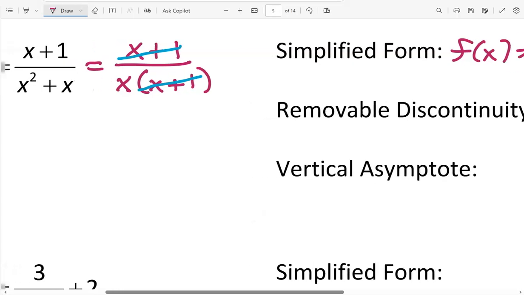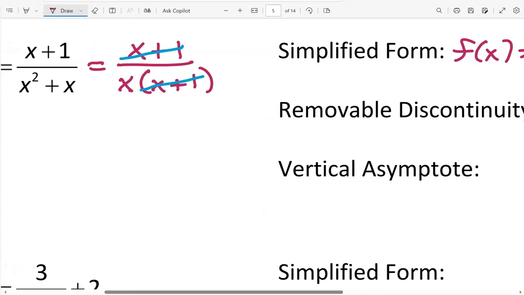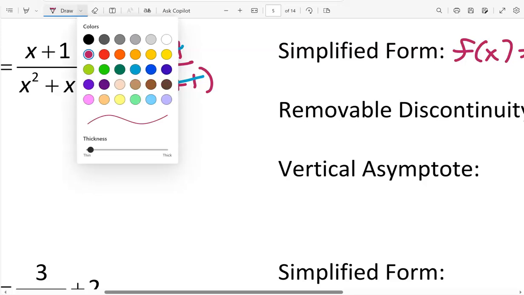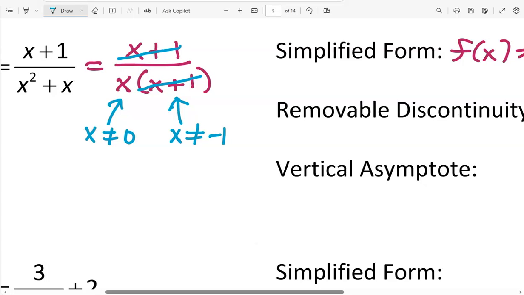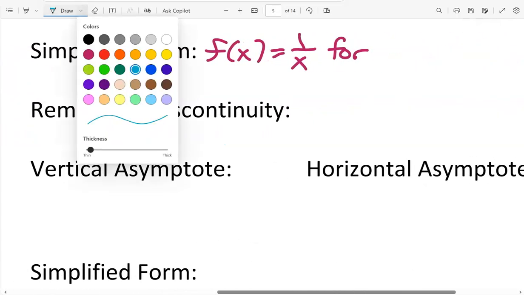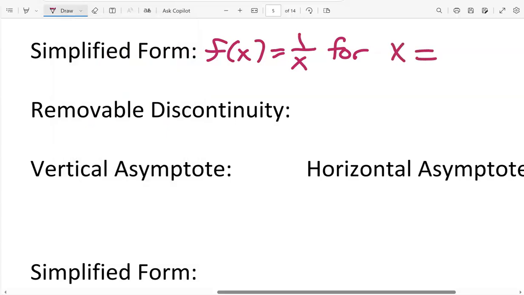But now we need to state explicitly the domain that was implied before, but now is no longer implied because we canceled common factors. Since we have a factor of x in the denominator, we know that x can't equal 0. Since we had a factor of x plus 1 in the denominator, we know that x can't equal negative 1. The x plus 1 was removed, so we must state that x may not equal negative 1. And that means that we have a removable discontinuity when x equals negative 1. I'll leave the y blank for now.